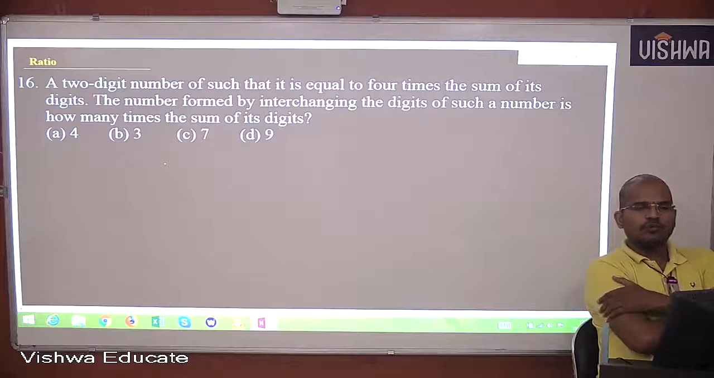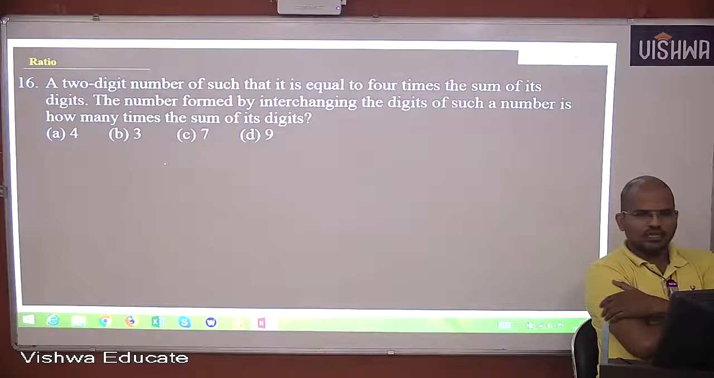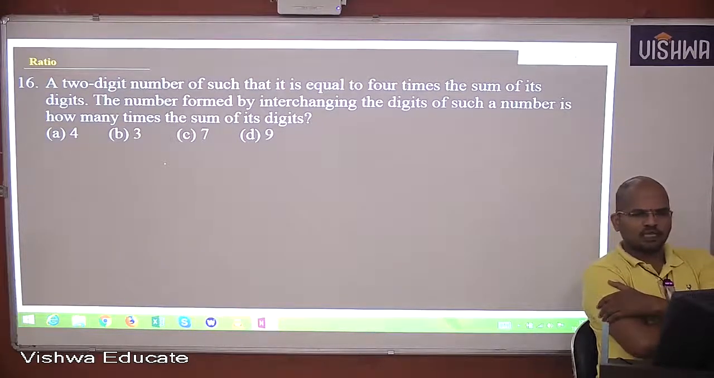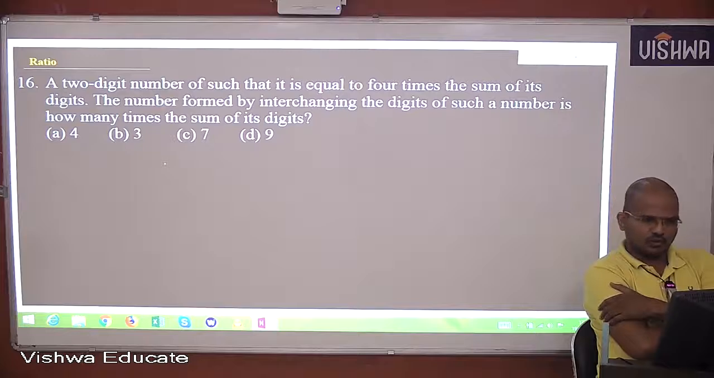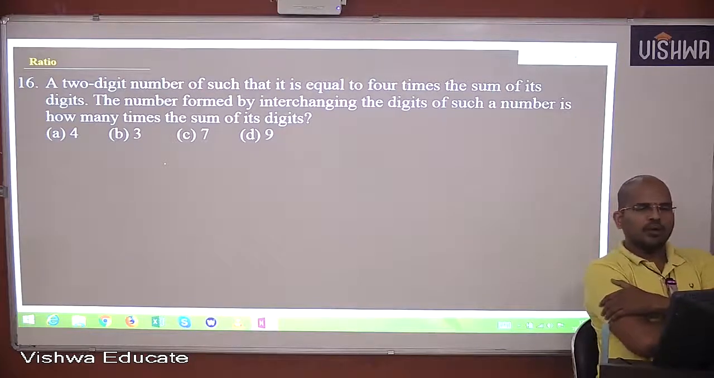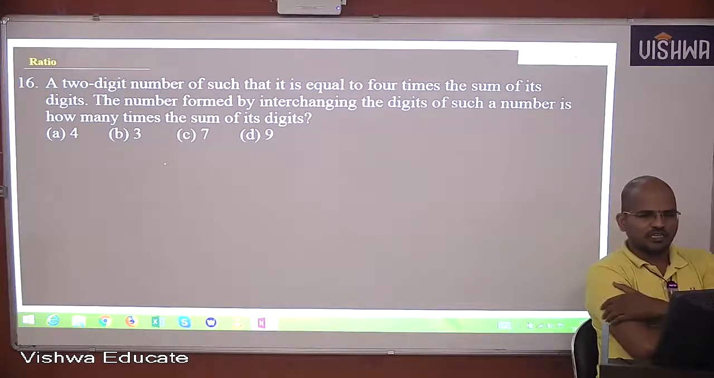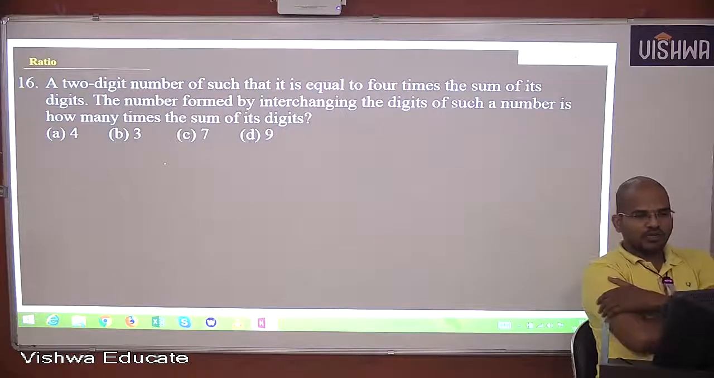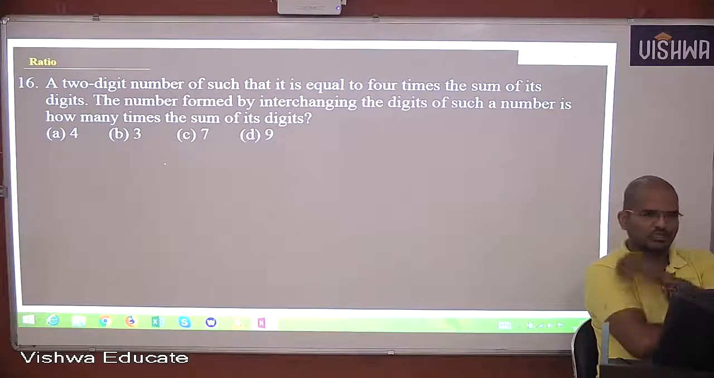A two-digit number is such that it is equal to 4 times the sum of its digits. The number formed by interchanging the digits of such a number is how many times the sum of its digits?